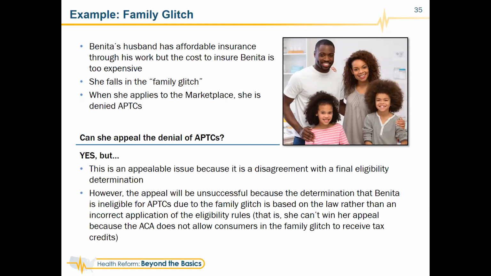Let's take another example here. Benita's husband has affordable insurance through work, but the cost to insure Benita is too expensive. And she falls in what we call the family glitch. So when she applies to the marketplace, she's denied tax credits. Can she appeal? She could, but unfortunately, this is a final eligibility determination. It's actually the law that prevents her from getting coverage, not something the marketplace did. Because of the family glitch, she's ineligible for coverage. And until or unless that's fixed, she's not going to win her appeal, because unfortunately families in the family glitch don't get tax credits.